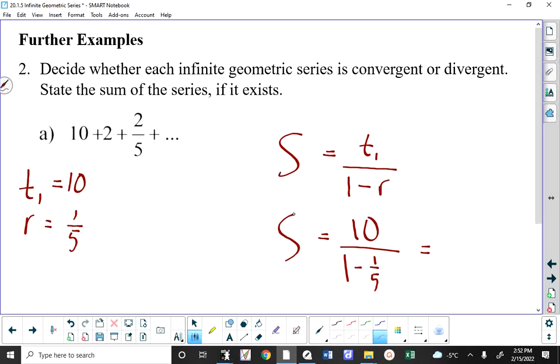I'm going to want to say 12.5. When you work out the bottom, you get 0.8. And when you take 10 divided by 0.8, you get 12.5.